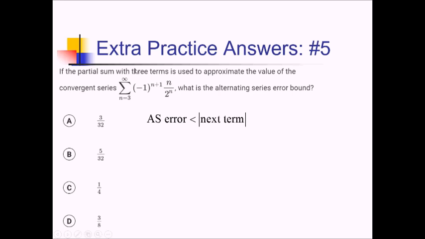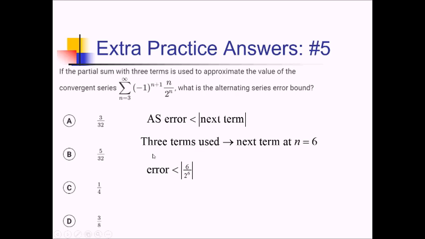Well, to use the first 3 terms, we would have to plug in 3, 4, and 5 for n, which means that to get the next term, we have to plug in an n value of 6. Okay? And by the way, we don't need the -1 to the n plus 1, because this is going to be absolute value now. So plugging in 6, we just have 6 over 2 to the 6. So that's what the error is going to be less than.